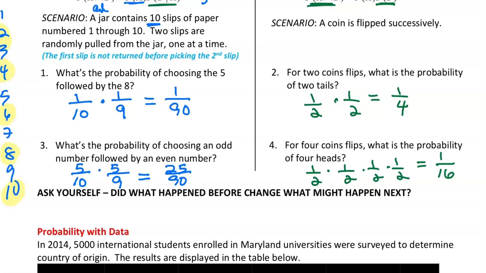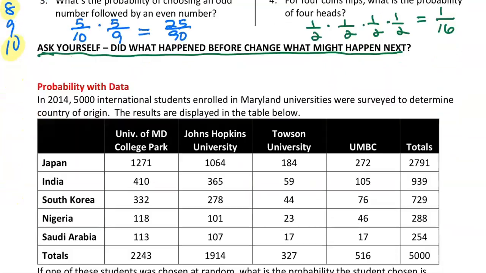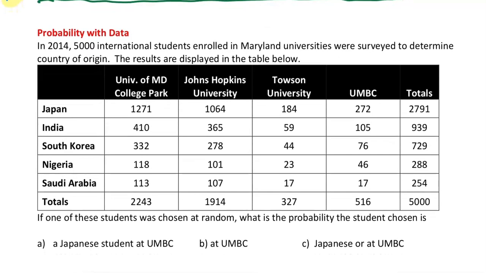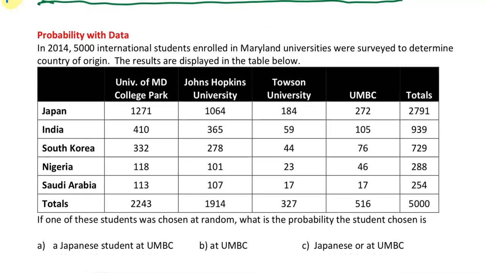Okay, mutually exclusive. That's how I do it. So before you start a problem, ask yourself here, did what happened before change what may happen next? Okay, this should be easy. This is the last thing we're doing in this section. But some people find this difficult. So let's see if we can make sure that we understand this.